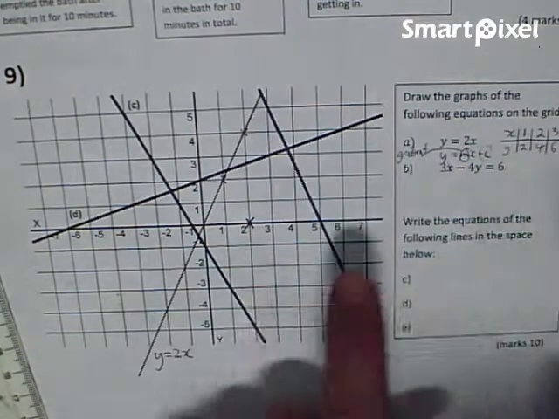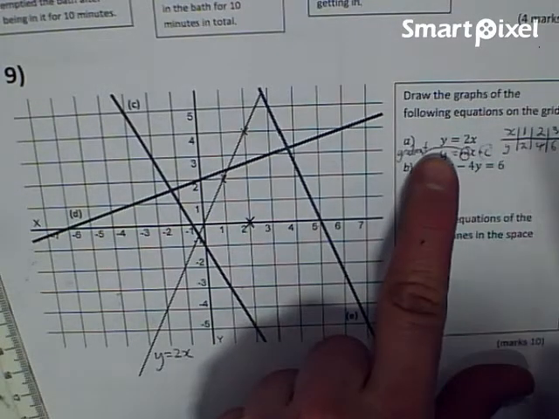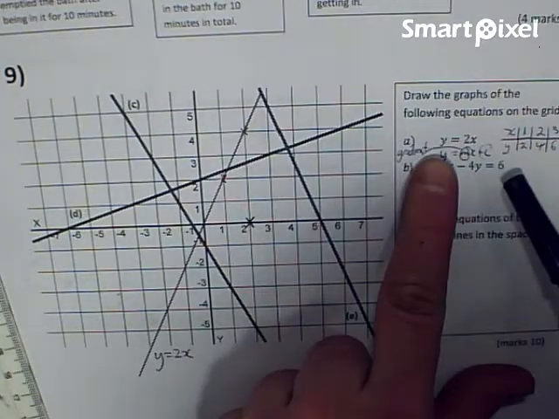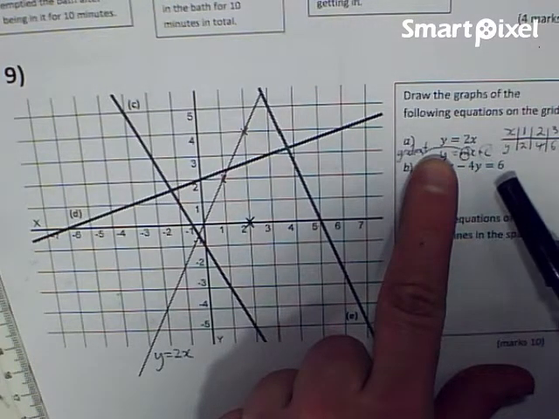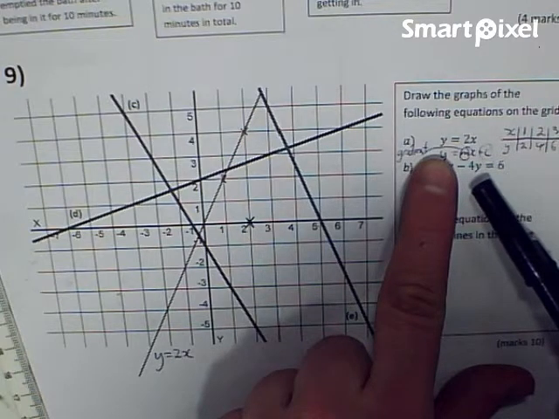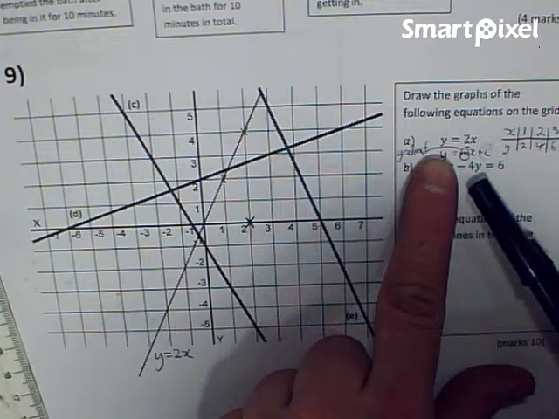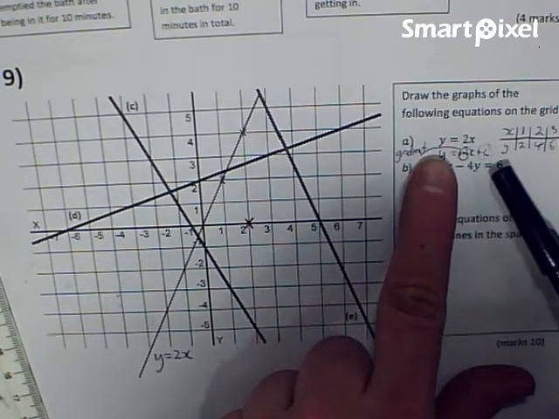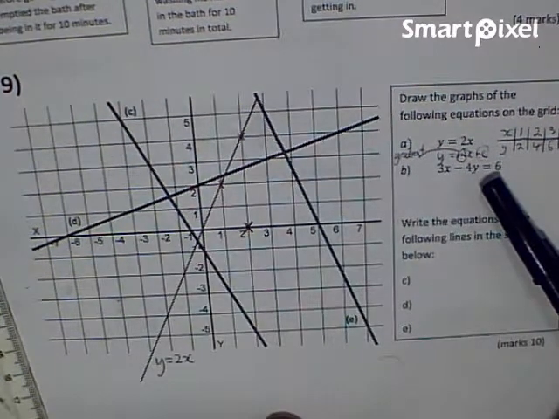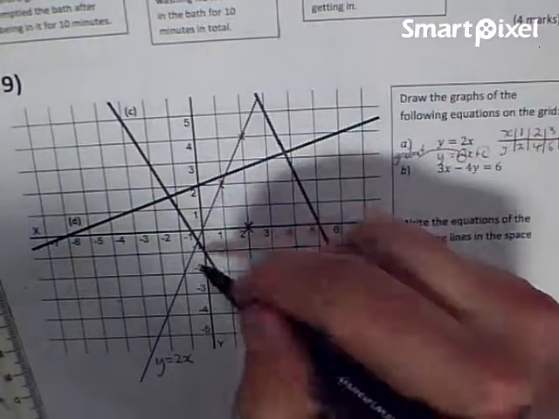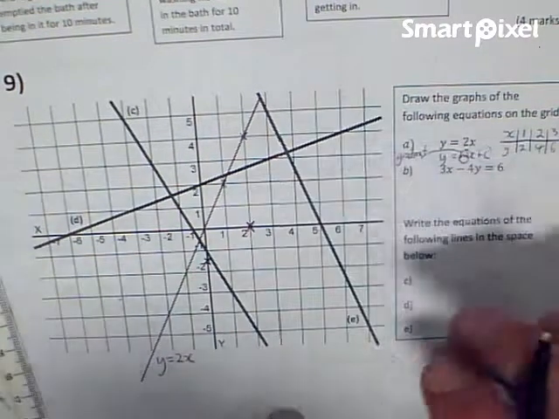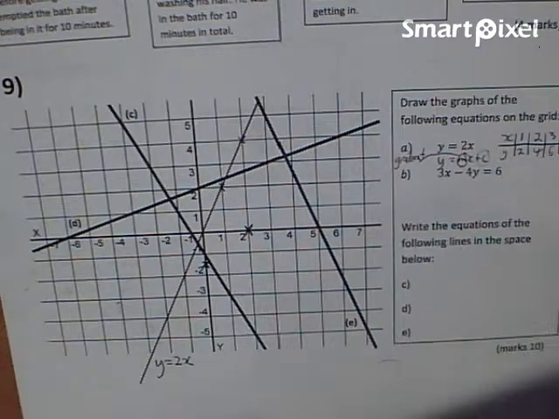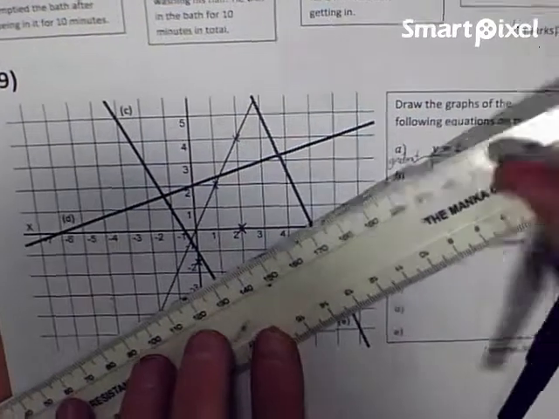Now, I'm going to cover up my 3x bit. I've got minus 4y equals 6. Well, minus 4 times what gives me 6? The answer here is minus 1.5. I need to times minus 4 by minus 1.5 to get positive 6. Two negatives multiplied together give me a positive. So it's got to go through the y-axis at minus 1.5. Tricky one. You need to make sure you're solid on your negative multiplication rules.